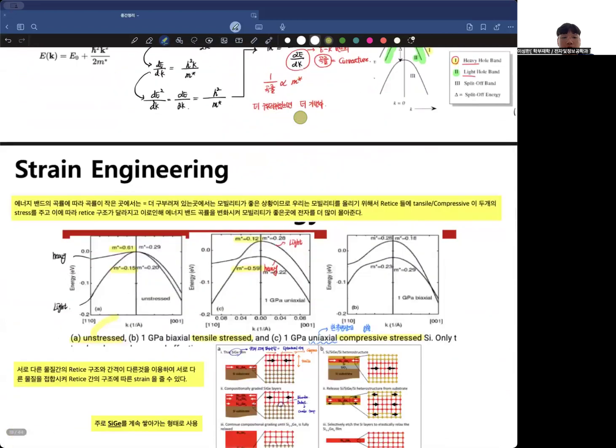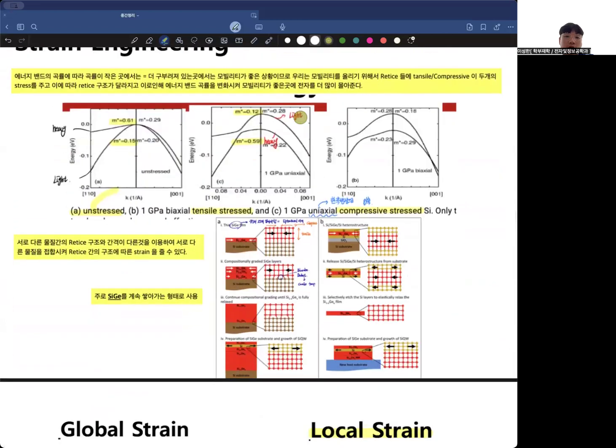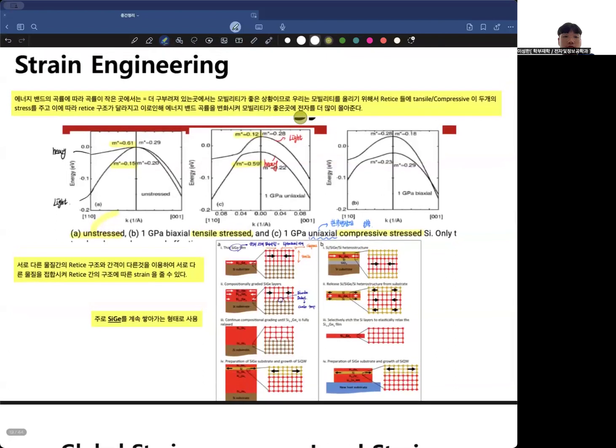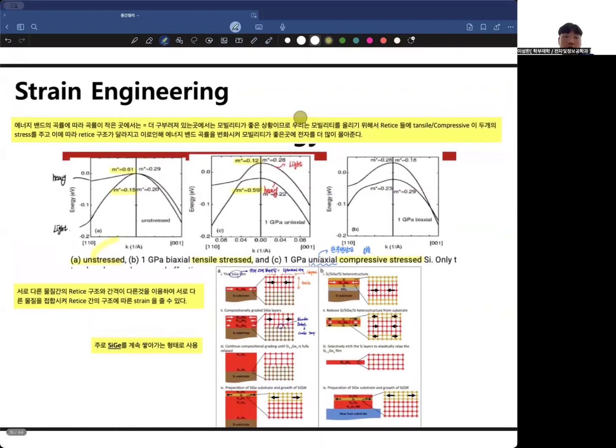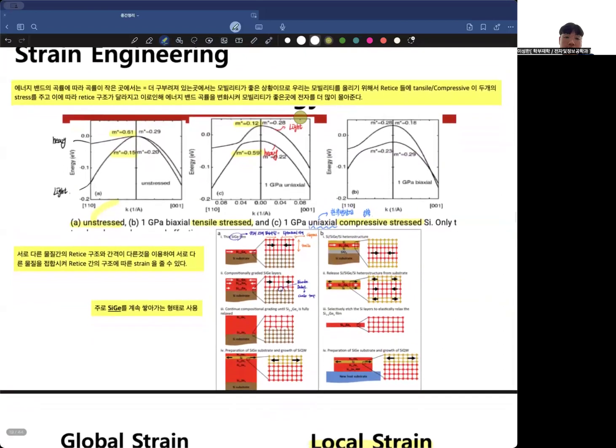Okay, and what is strain engineering? We can use the lattice difference between different materials. We can select a material and use its different lattice. So we can recess the source and drain. It means local strain engineering.